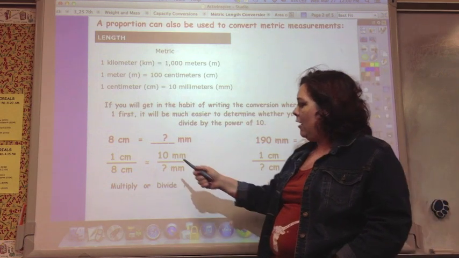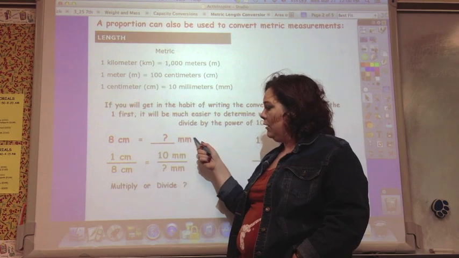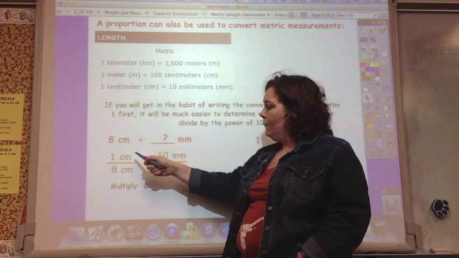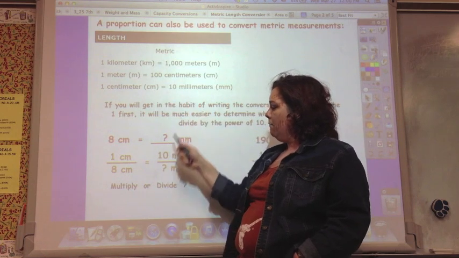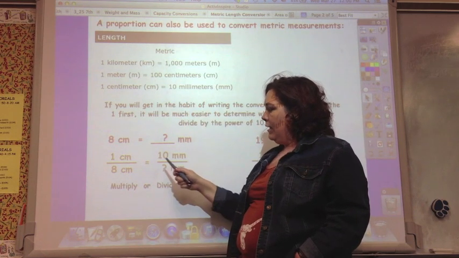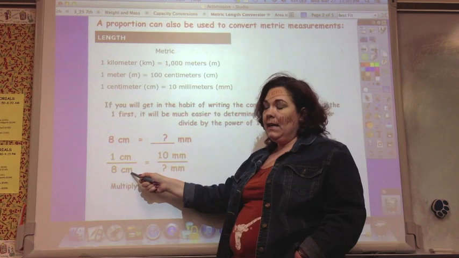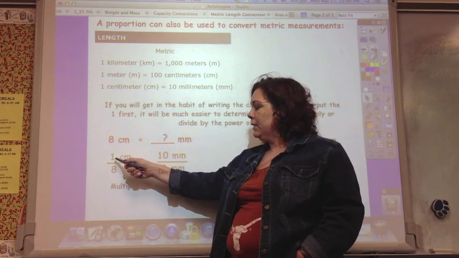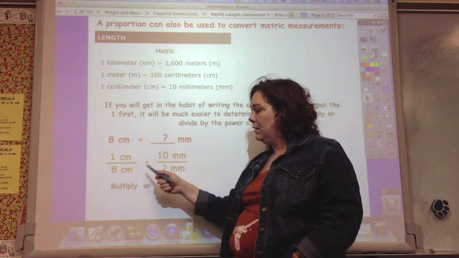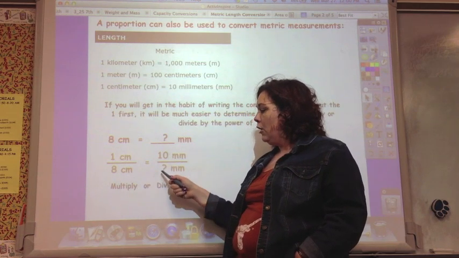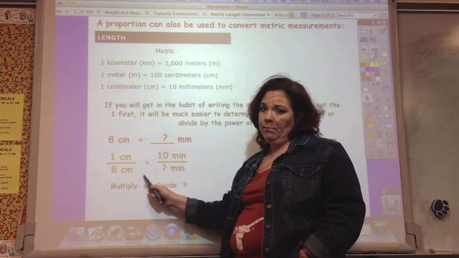So if I'm going centimeters to millimeters, I say 1 centimeter equals 10 millimeters. And then 8 centimeters is what I want to find out. So I go, what's the relationship between 1 and 10? How do I get from 1 to 10? It's times 10. So times 10 would be 80, and I would multiply.